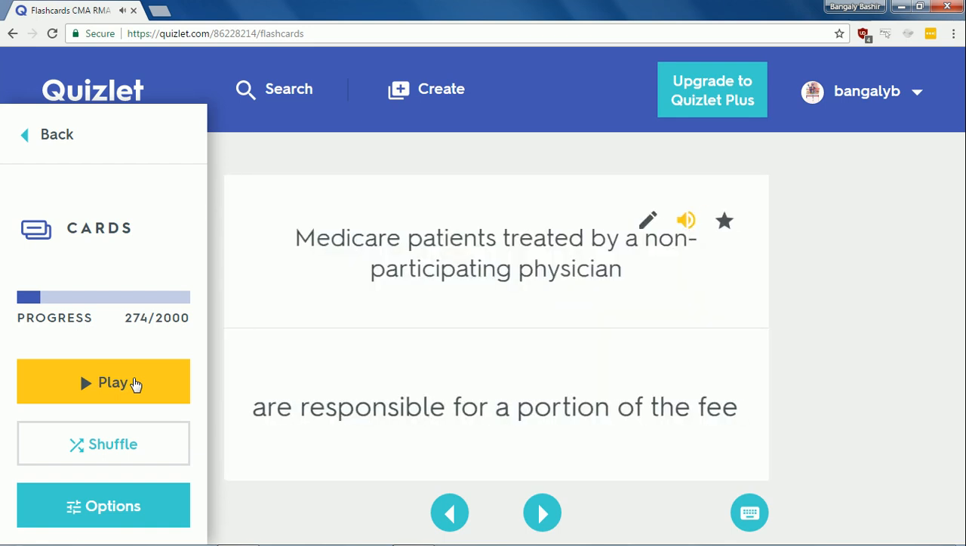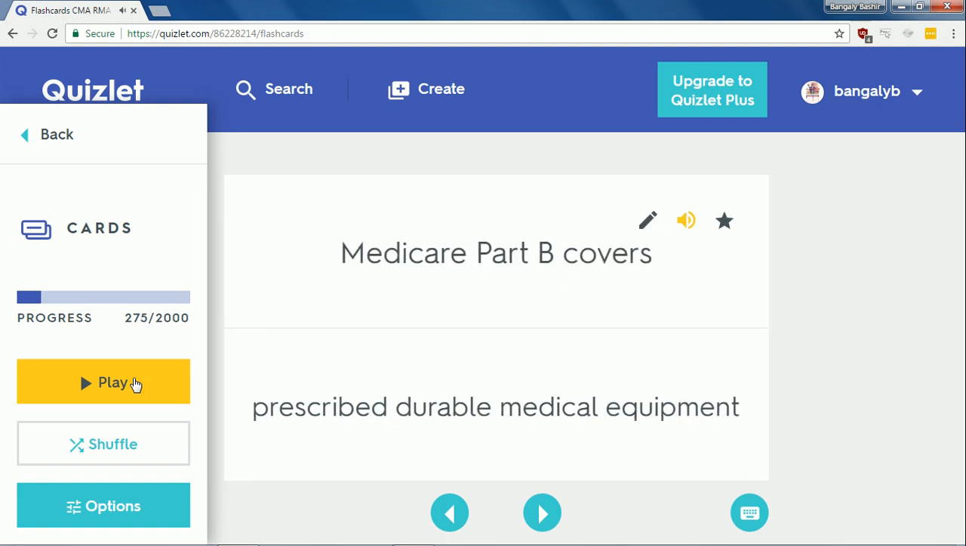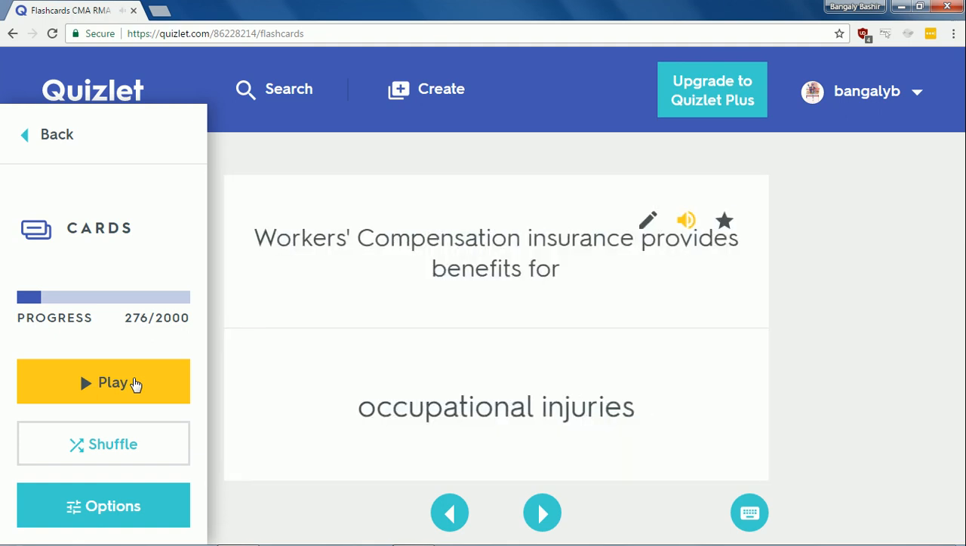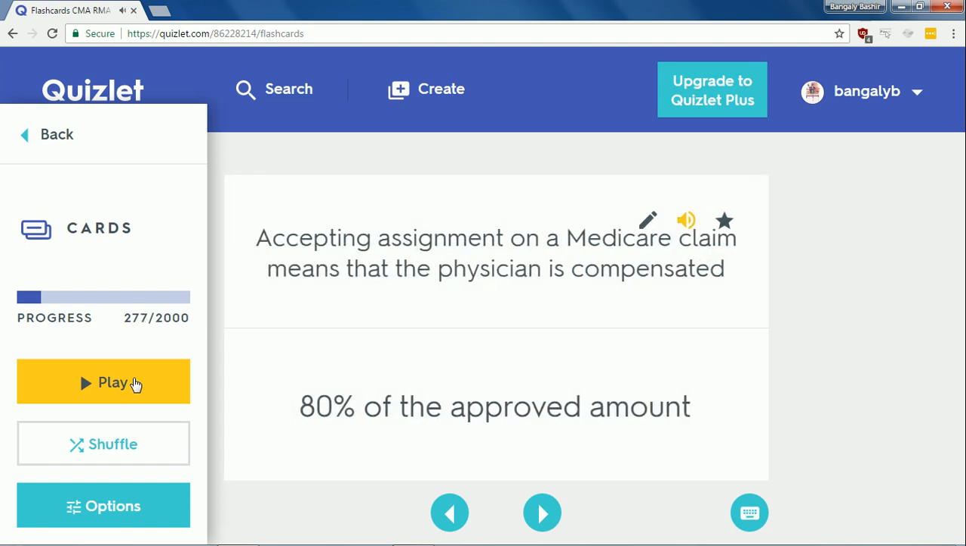Medicare patients treated by a non-participating physician are responsible for a portion of the fee. Medicare Part B covers prescribed durable medical equipment. Workers' compensation insurance provides benefits for occupational injuries. Accepting assignment on a Medicare claim means that the physician is compensated 80% of the approved amount.